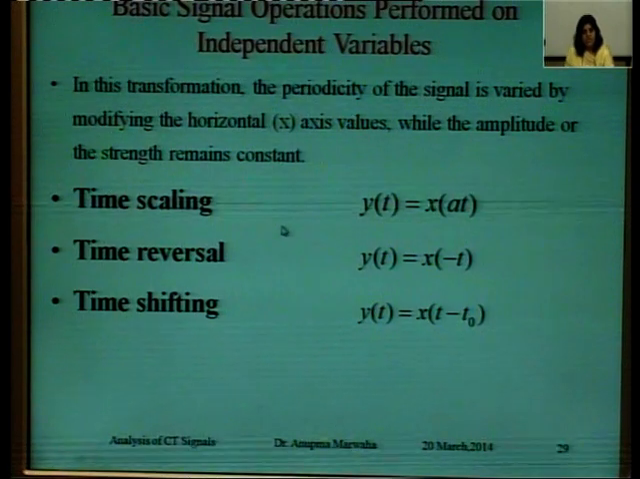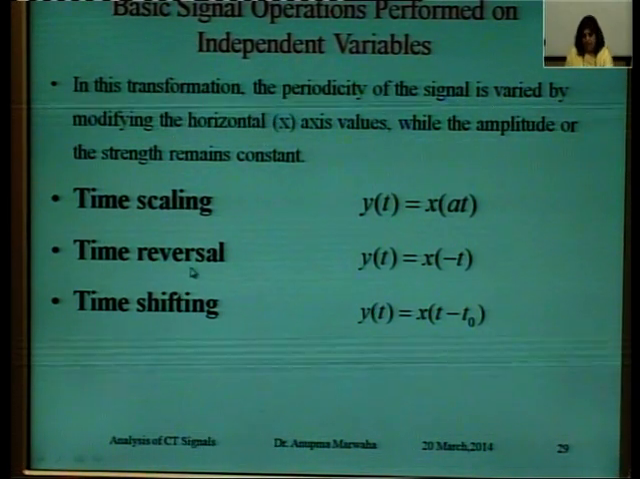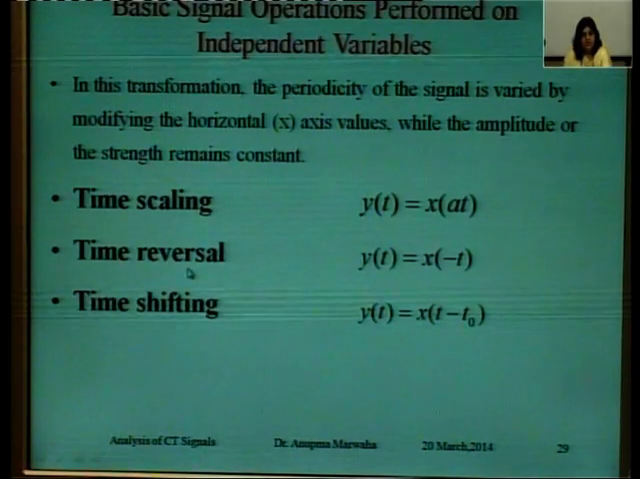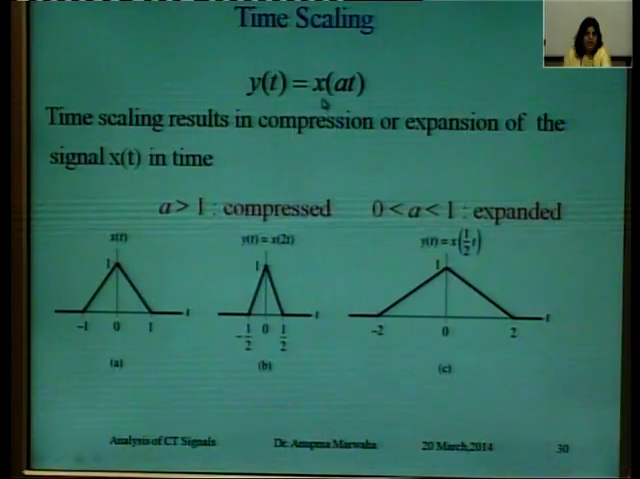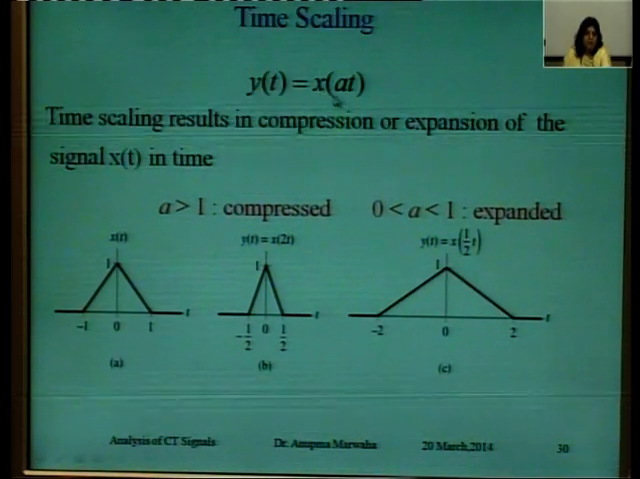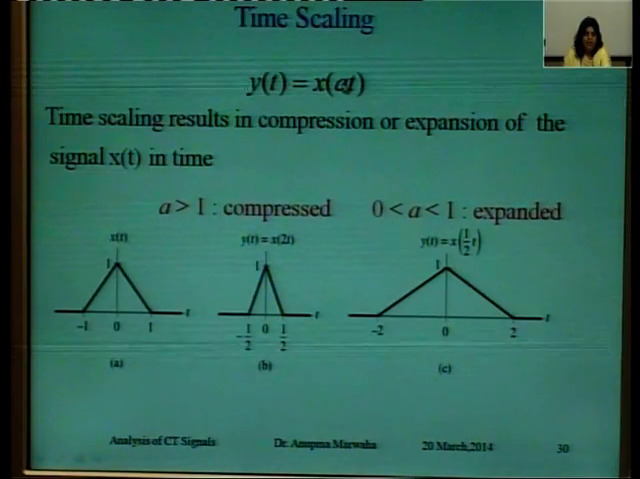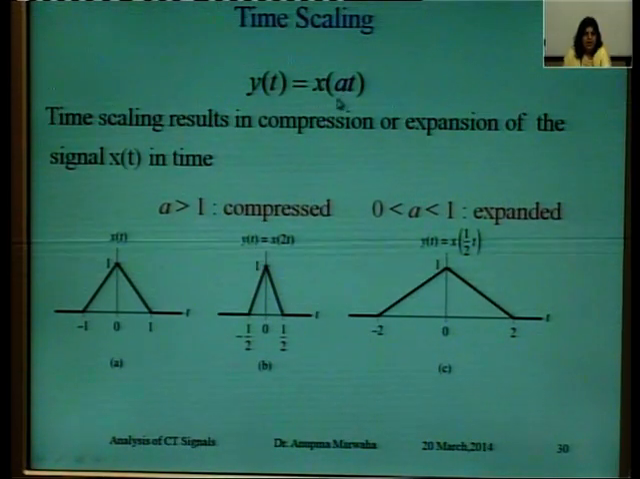So, the various operations that can be performed are time scaling, time reversal and time shifting. We will see one by one how these operations are performed. Now, what is time scaling? Let us suppose that we have signal x(t), then time scaling will be done by multiplying the value of t by a scaling factor a. So, it is a times t.